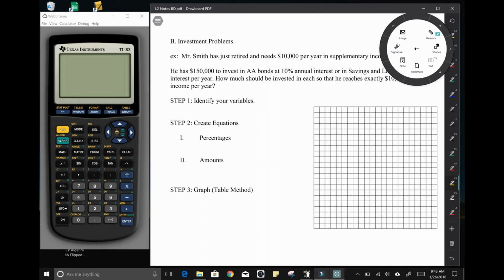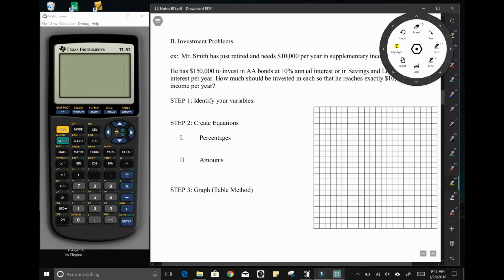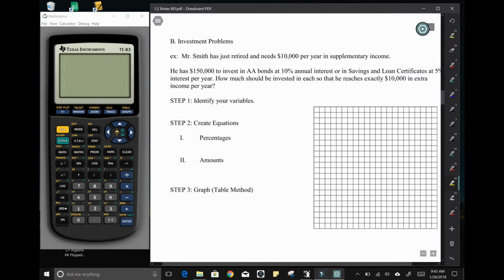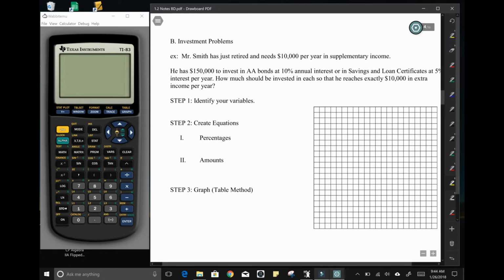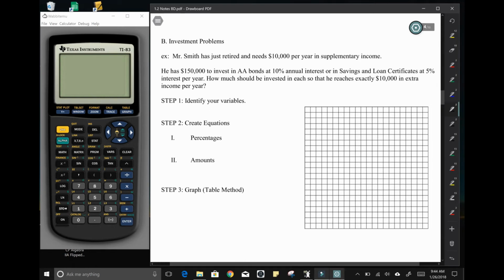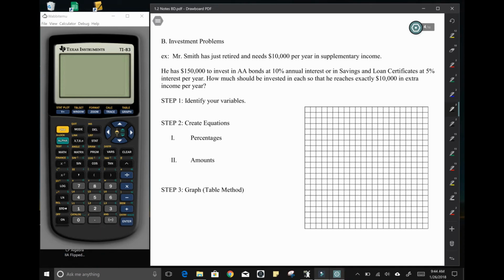Mr. Smith is retired, needs to make $10,000 per year in supplementary income. My parents have something similar to this. When you retire, you don't have a job unless you get one, so you can invest a lot of your money to help you in that regard. So he has $150,000 to invest.